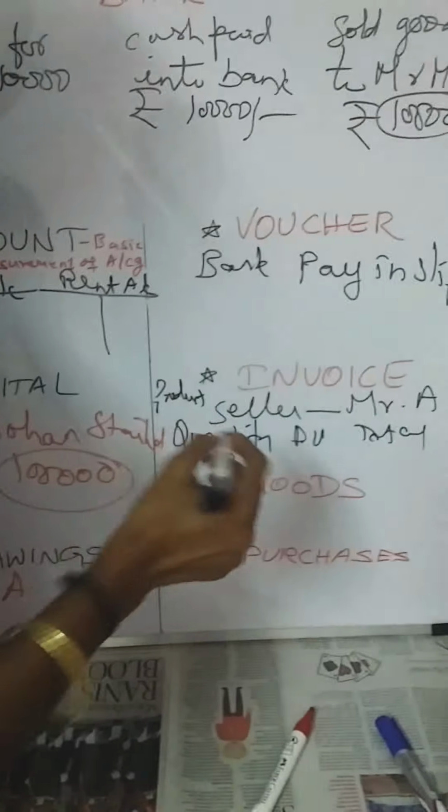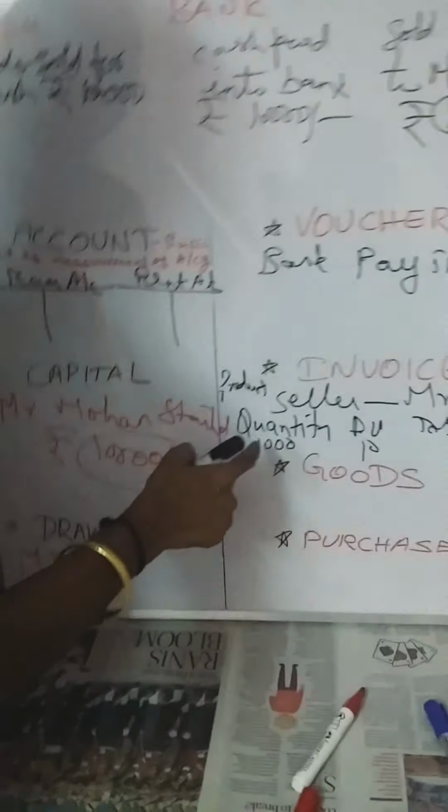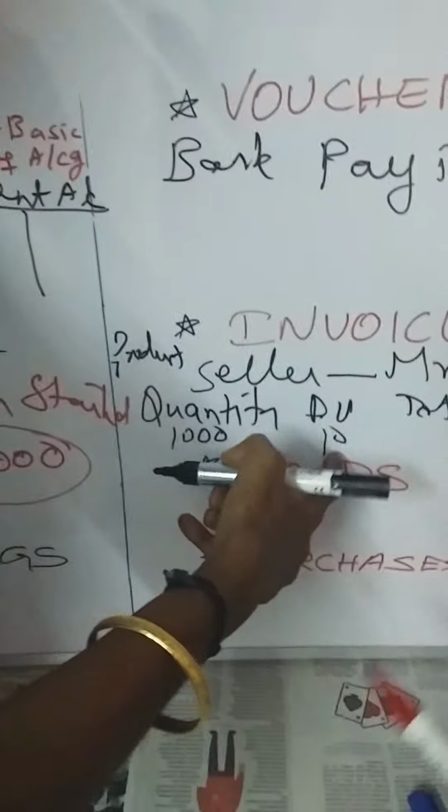Mr. A sells the product pens. The name of the product is pens. The quantity, how much quantity does he sell? 1,000. Rate per unit, each pen costs 10 rupees. What is the total value? The quantity is 1,000, per unit of that pen is 10 rupees.